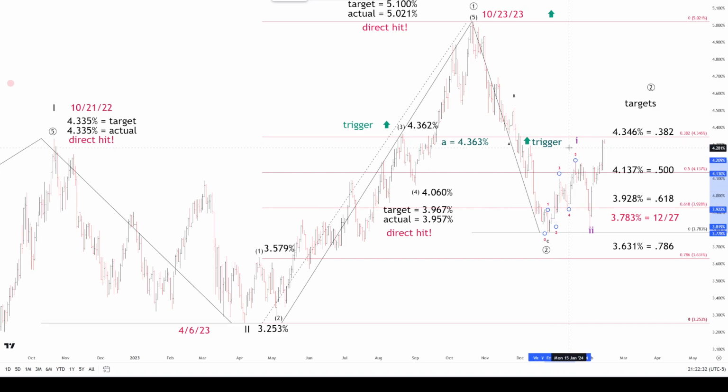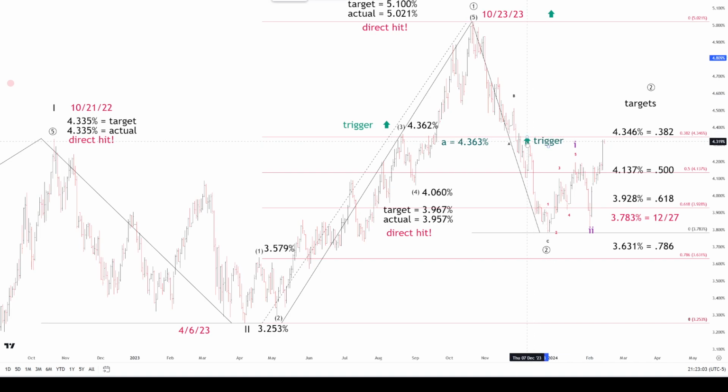Okay, those 5 waves up in red represent the larger degree wave 1 in purple. We had a wave 2 down. Today's move above the wave 1 high validated this count. This 2 should be complete. We shouldn't have to worry about it going down to the 786 or even going down to the 3.253% to negate the entire wave 1 up. So we feel comfortable with that.